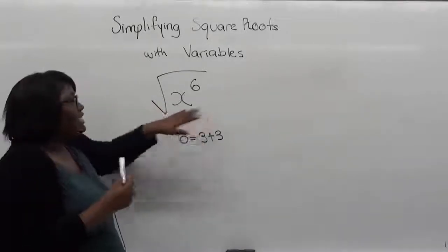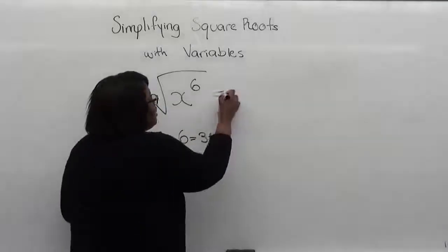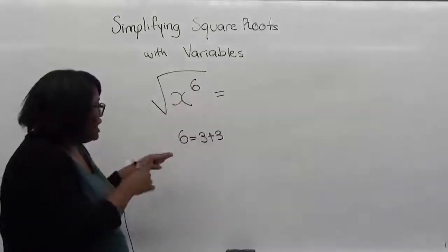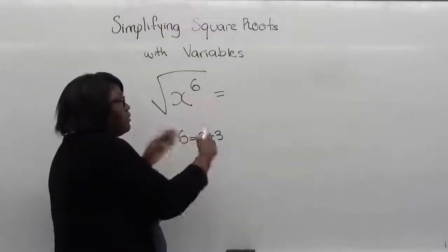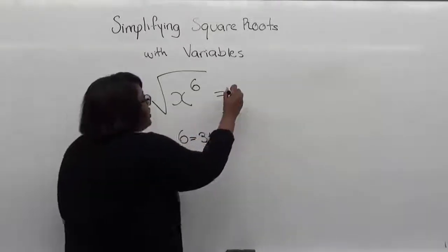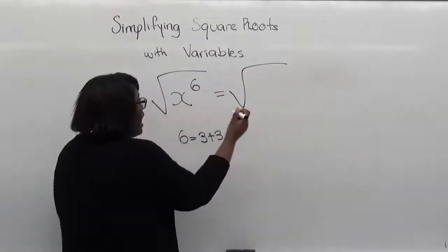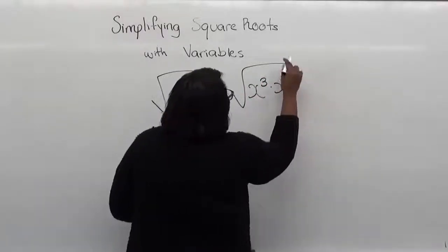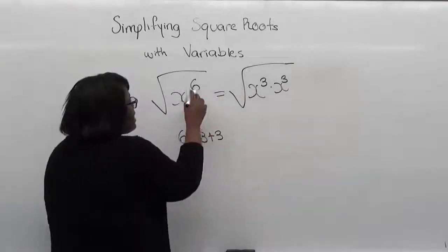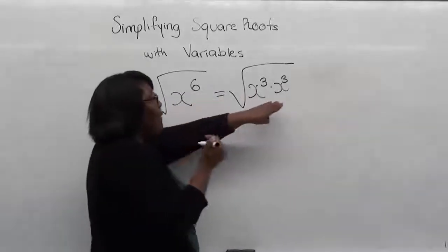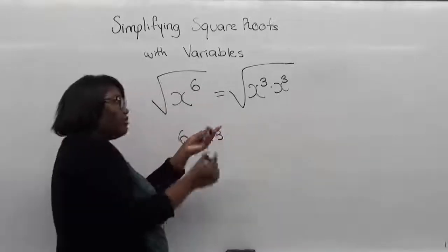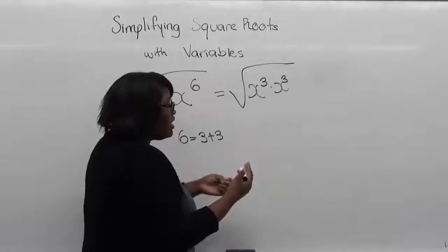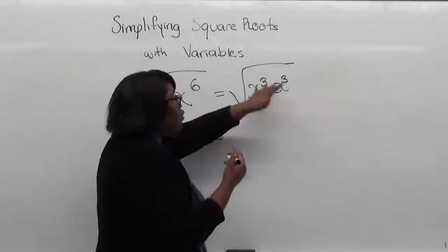And the same thing applies here. When we take the square root of a variable, it's that variable times the same variable. So we're going to rewrite x to the 6 as x to the third times x to the third. As you can see here, x to the 6 is the product of a perfect square of a variable, because we were multiplying x to the third times x to the third, and whenever we multiply variables, we add their exponents.